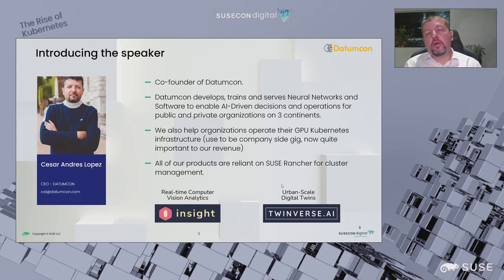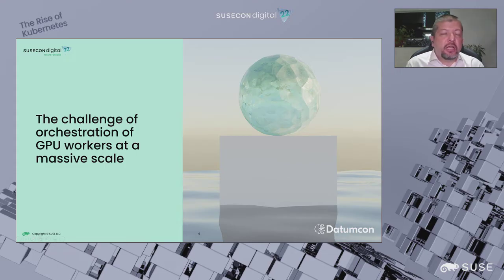We also just recently launched our second category of products, which is a system called Twinverse.ai, by which we build urban scale, extremely large scale digital twins of entire sections of cities. And I'll explain a little bit more what I mean by that, and also how specifically we use Kubernetes in order to be able to resolve this particular business challenge.